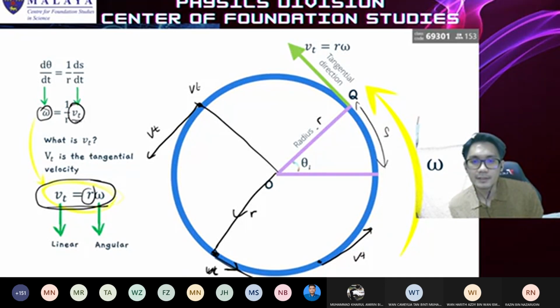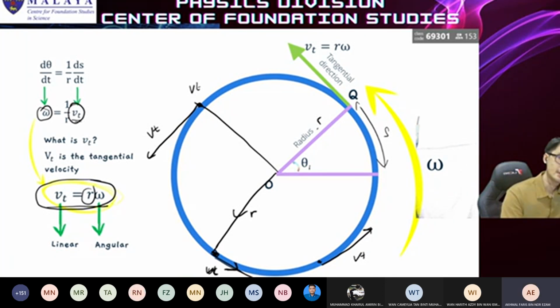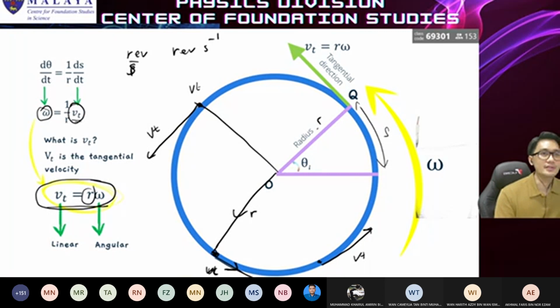Doktor, revolution per second sama dengan average velocity ke? No, revolution per second, dia punya unit adalah revolution per second lah. So you have to, it is angular velocity but the unit is revolution per second. But in solving any circular motion punya solution problem, so you have to convert everything ke dalam radian per second.